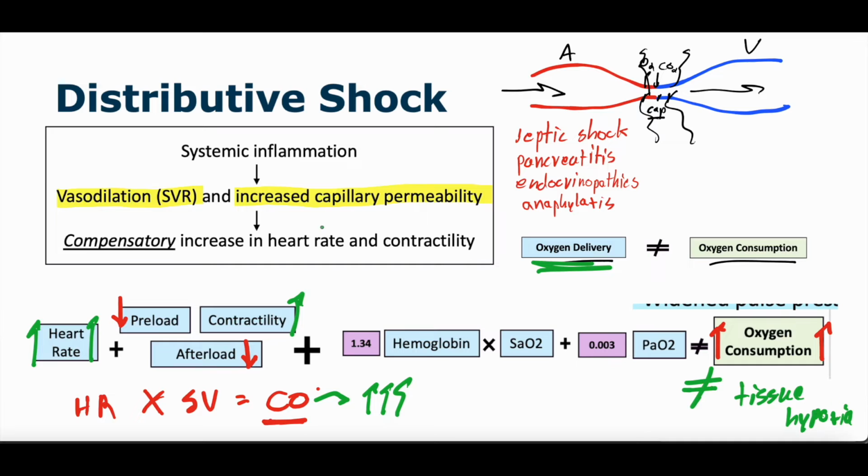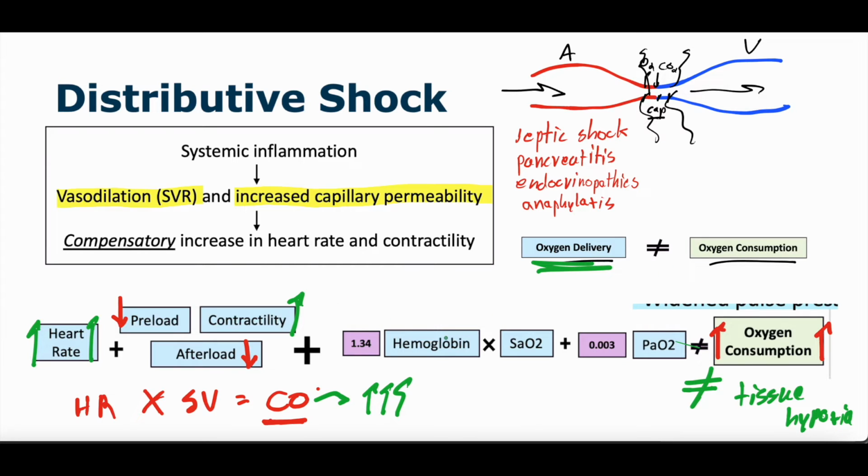So the pathophysiology of distributive shock is vasodilation and increased capillary permeability, increased oxygen consumption in the peripheral tissues, decreased preload, decreased afterload. These are all pathologic changes. The compensatory change is an increase in heart rate, increase in contractility. And at some point, if you get sicker and sicker, that compensatory mechanism can't keep up and your oxygen consumption outpaces your oxygen delivery and you go into distributive shock.